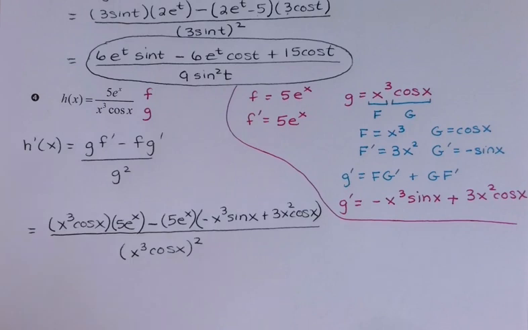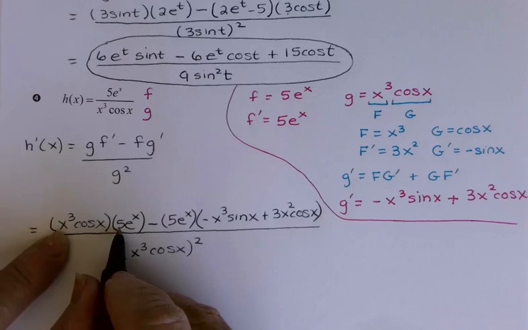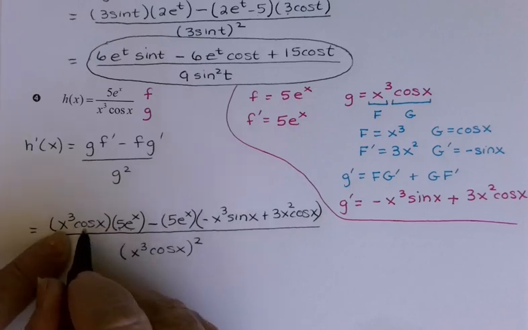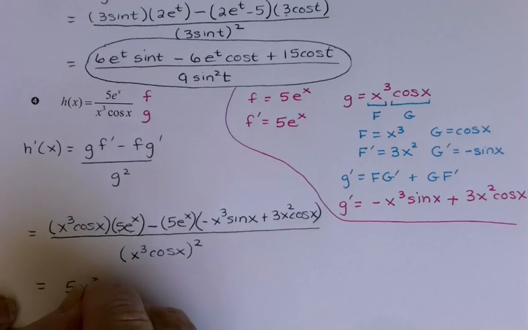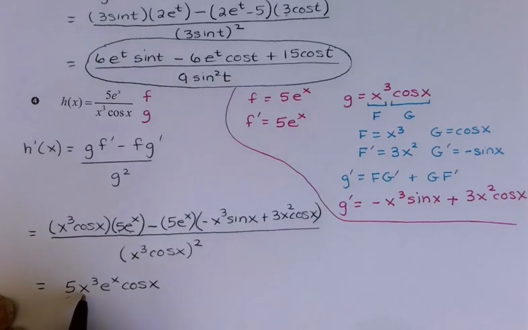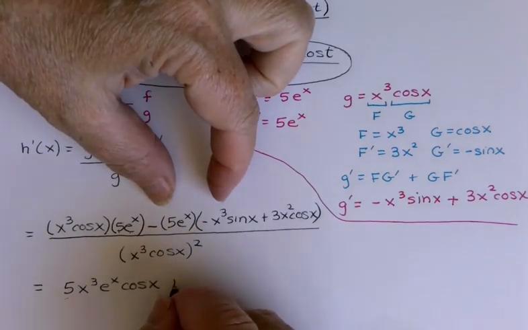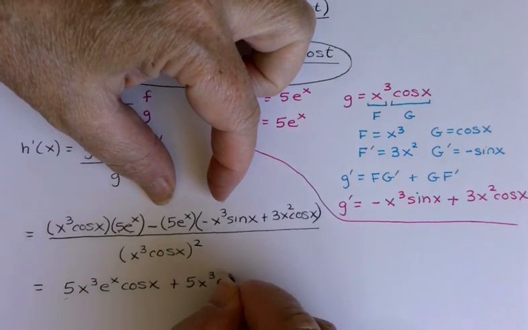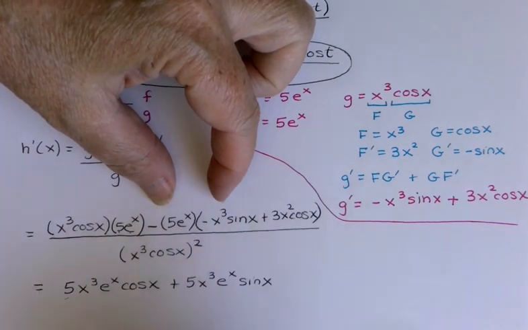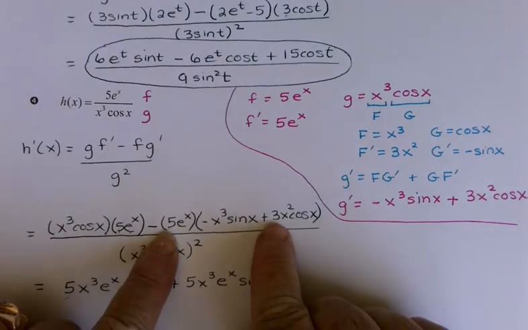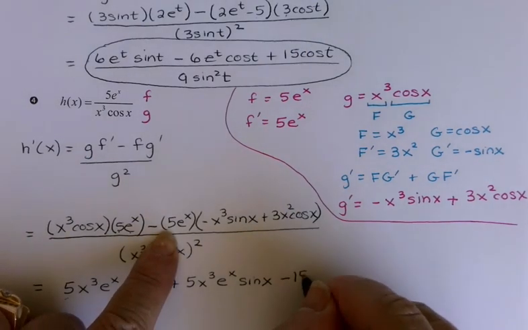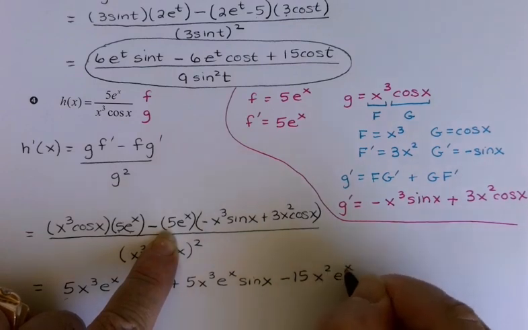Phew, all right, it's all there. Just a matter of collecting things the way we want them. So I'd like to write that as 5x cubed e to the x cosine x. Again, typically numerical, powers of x, exponential, and then trig. These I'm going to multiply and make that a plus 5 x cubed e to the x sine x. And then finally here I'm going to get a negative 15 x squared e to the x cosine x.